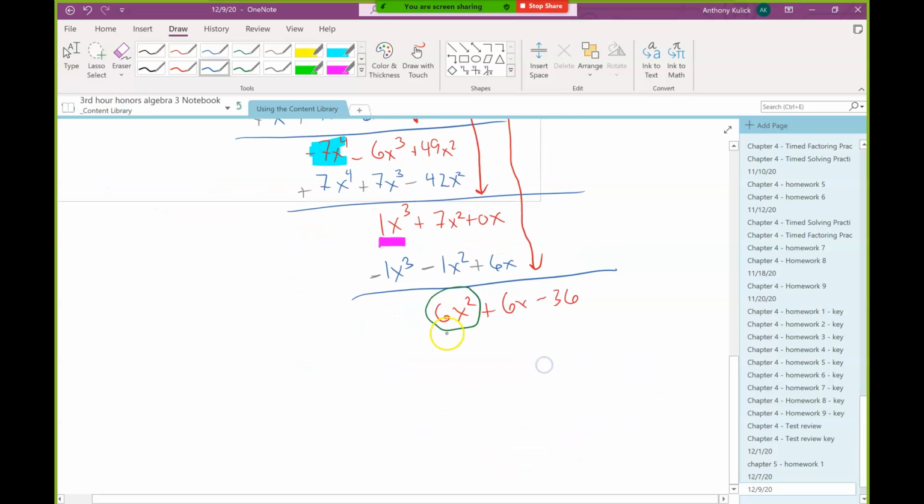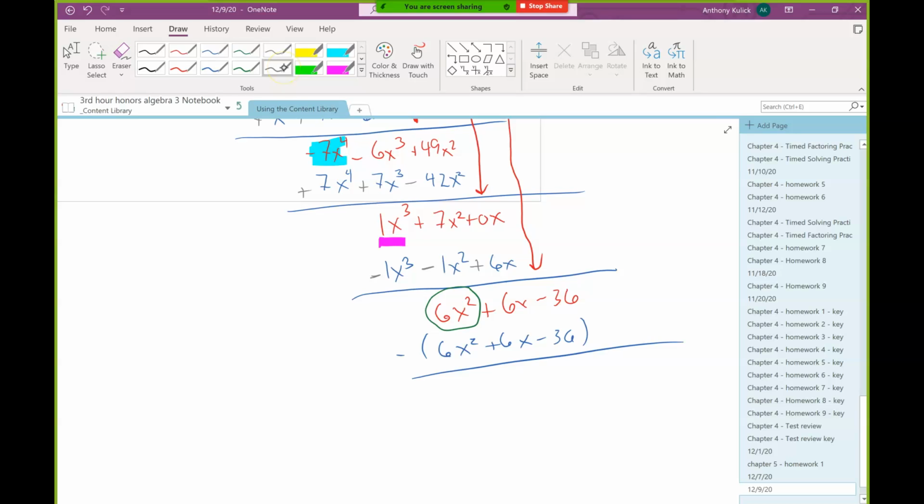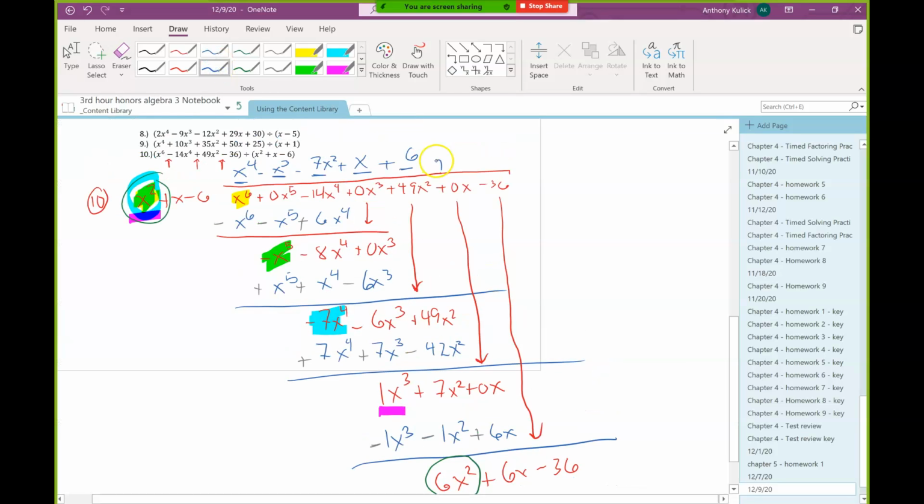there we go. I get 6x squared plus 6x minus 36. I subtract down, distribute through my negative, and I have minus and plus, and that gives me 0, 0, and 0. So at the end, we say that this is remainder 0. So my answer then is just the quotient. Since the remainder is 0, I don't have to worry about anything else.